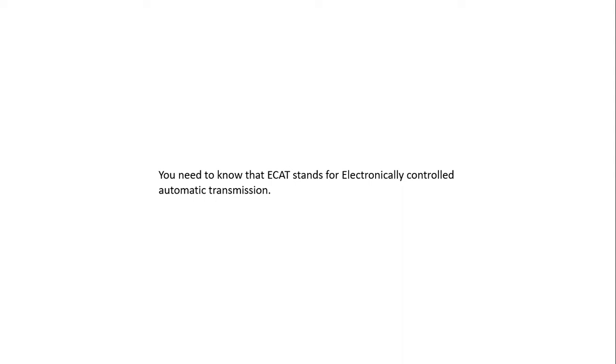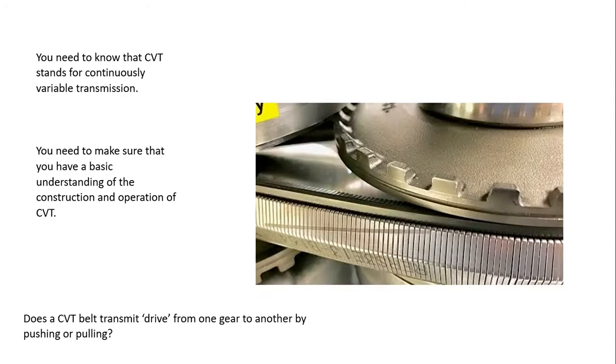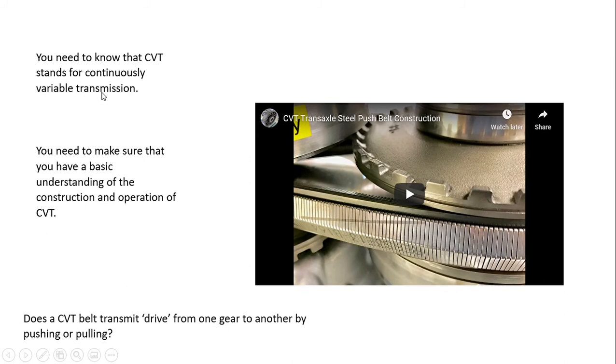Okay, so as I say, the important thing here is that you recognize this abbreviation. ECAT stands for electronically controlled automatic transmission system. Let's move on to the next slide. Okay, another abbreviation here, CVT. You need to know that CVT stands for continuously variable transmission.